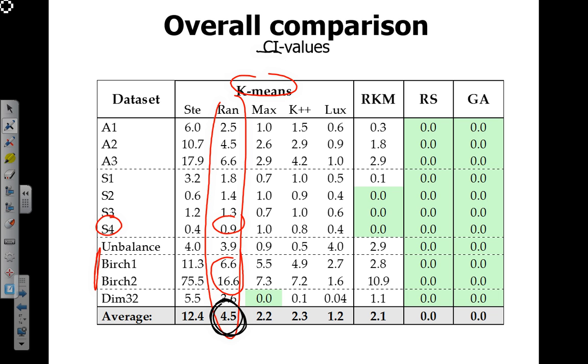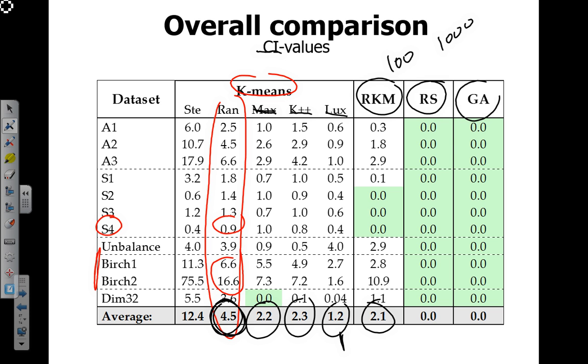Other techniques here, the ones that I mentioned in the slide, are the max-min technique, k-means++ and Luxburg. So yes, they do get better: 2.2, 2.3, and Luxburg 1.2. Repeated k-means with 100 repeats: no, I didn't test 1,000, I didn't test 1 million, so it could probably still get better. It gets 2.1, so this is the best of these. But then again, if we use the random swap or the genetic algorithm, we get exactly 0.